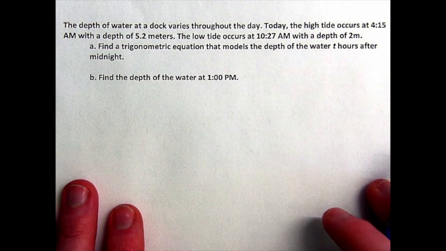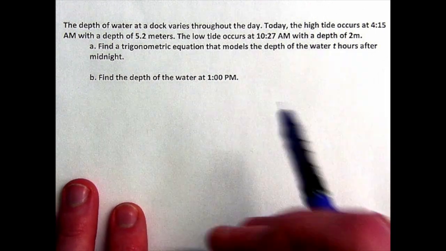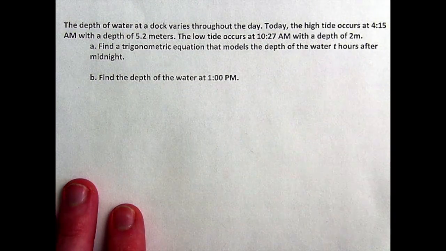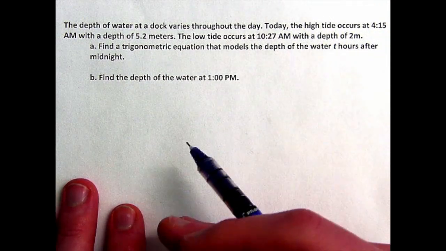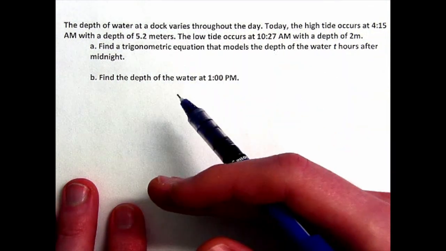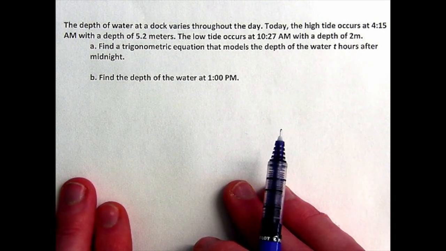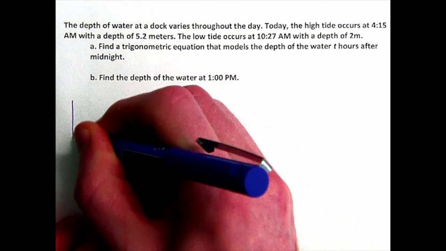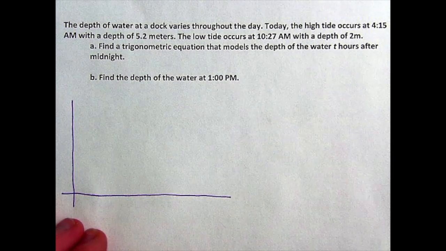The first thing to notice is that this problem ultimately is about water going up and down. I mean, you might remember that the gravity of the moon or whatever causes the depth of water to increase and decrease throughout the day. And that's what this problem is all about. We're trying to model the depth of the water over time. So let's try and draw a picture of what the thing should look like.